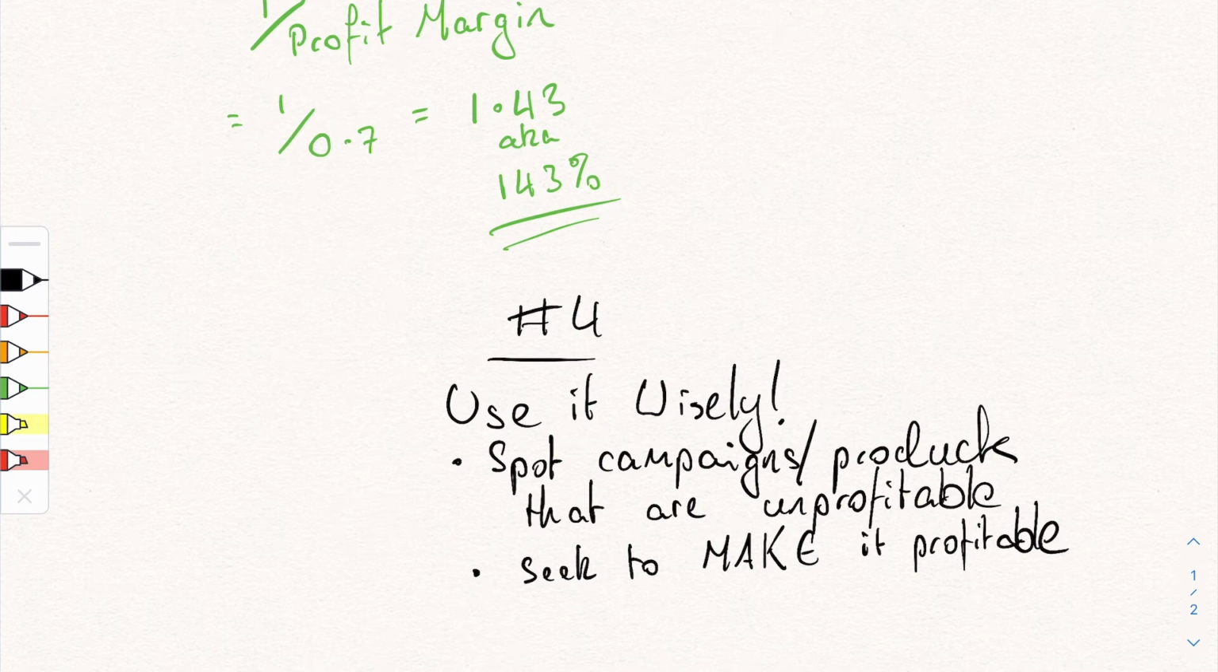Oftentimes it's as simple as lowering the bids. So like if your break even is 143 and you see this product performing at 120, well, don't just pause it because it was unprofitable. Instead, lower the bids a bit. When you lower the CPC bids, that's going to send its ROAS up, and if you lower the bids enough, it's going to send the ROAS up above your break-even point.